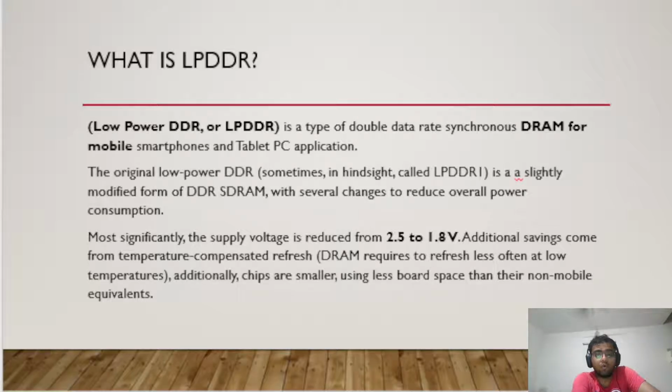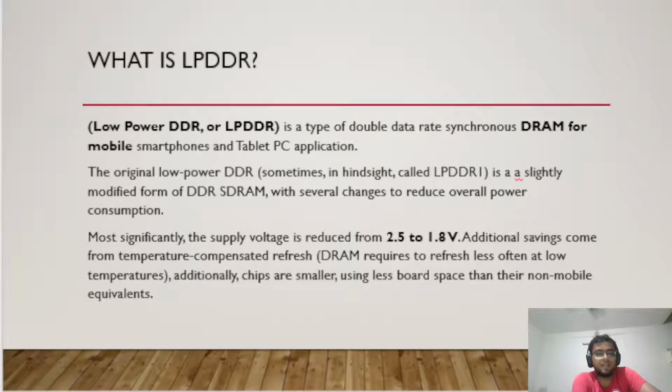The original low power DDR is a slightly modified form of DDR SDRAMs, with several changes to reduce overall power consumption. In DDR there was more power consumption, but in LPDDR there is less power consumption. Why? Because the supply voltage is reduced from 2.5 to 1.8. Additional savings come from a temperature compensated refresh. Additionally, the chips are smaller and use less board space than non-mobile equivalents.